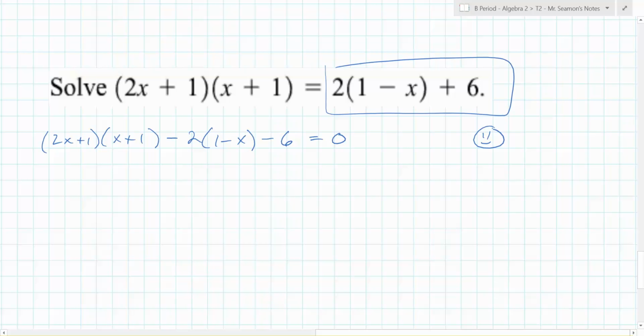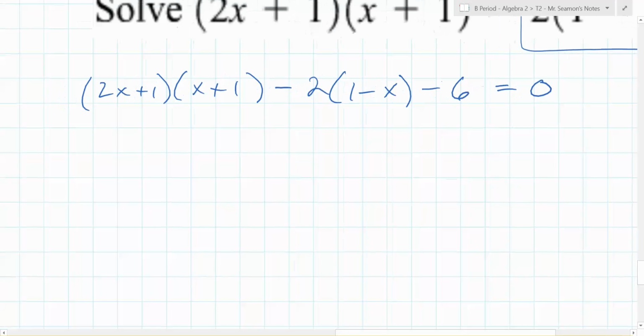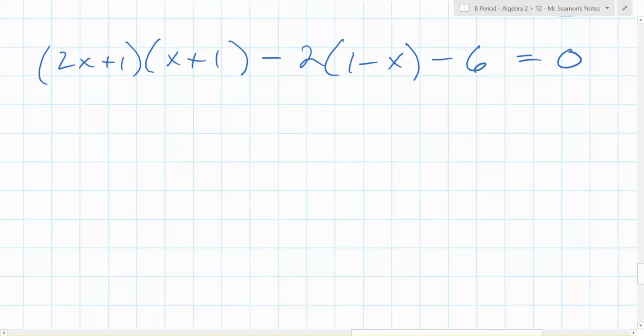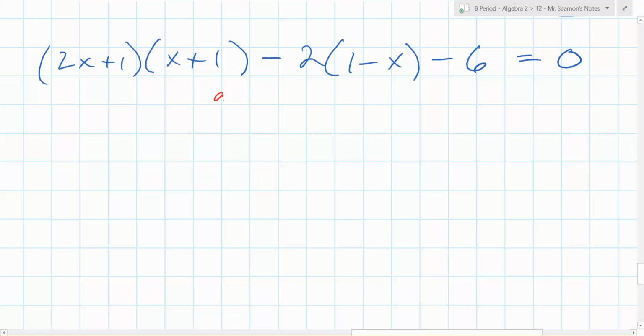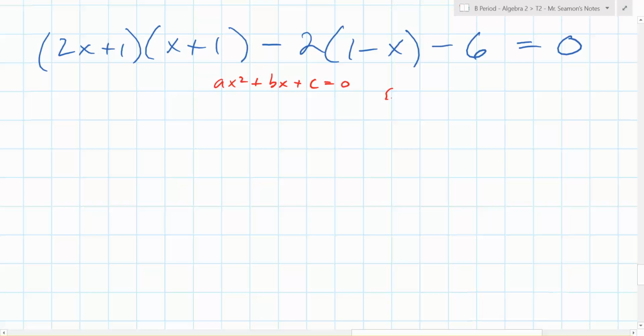Is this in standard form? No. Why isn't it in standard form? There's no square. Yeah, what is standard form? It was ax squared plus bx plus c is equal to 0. You want it in, what is this called? Standard form. You want it in standard form.